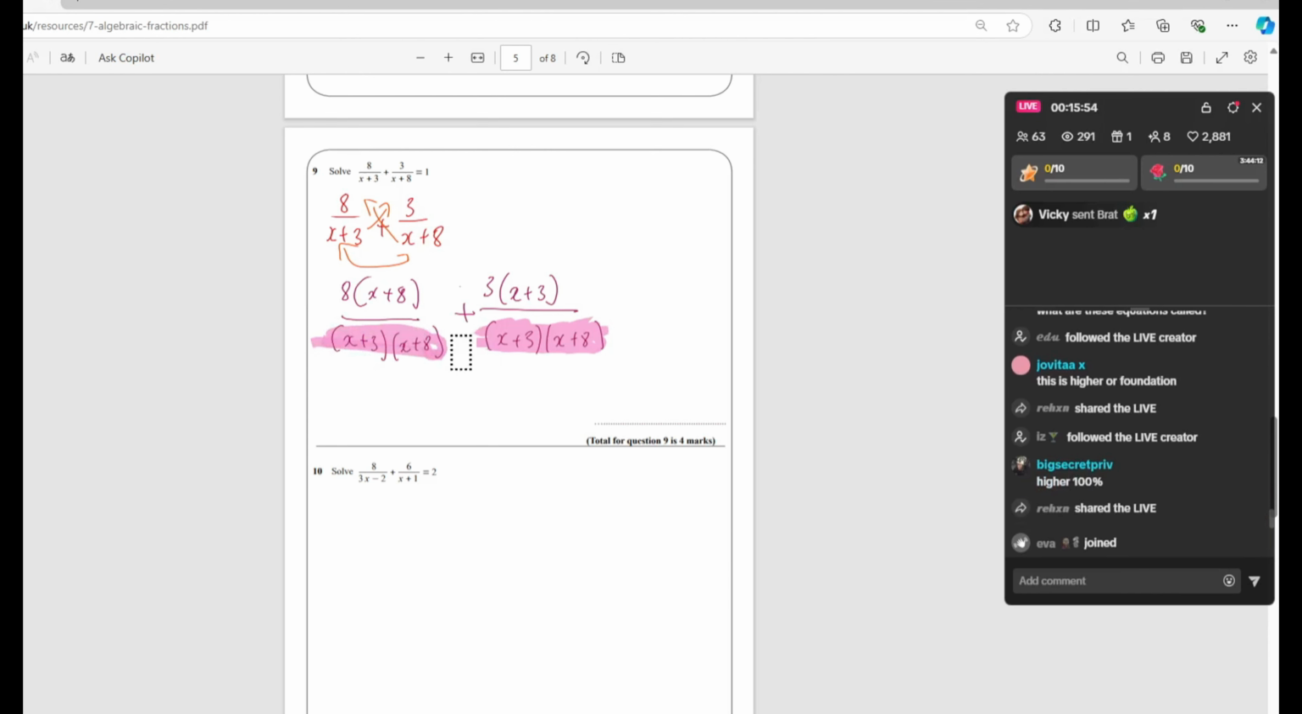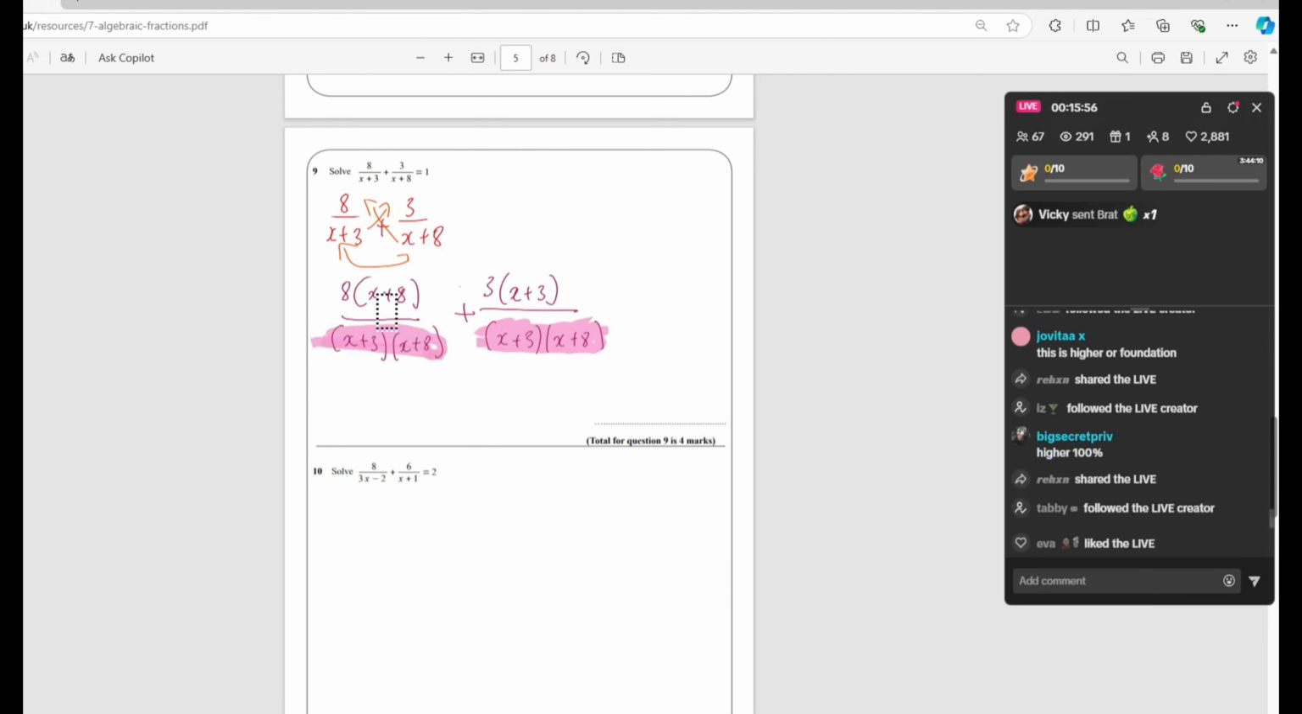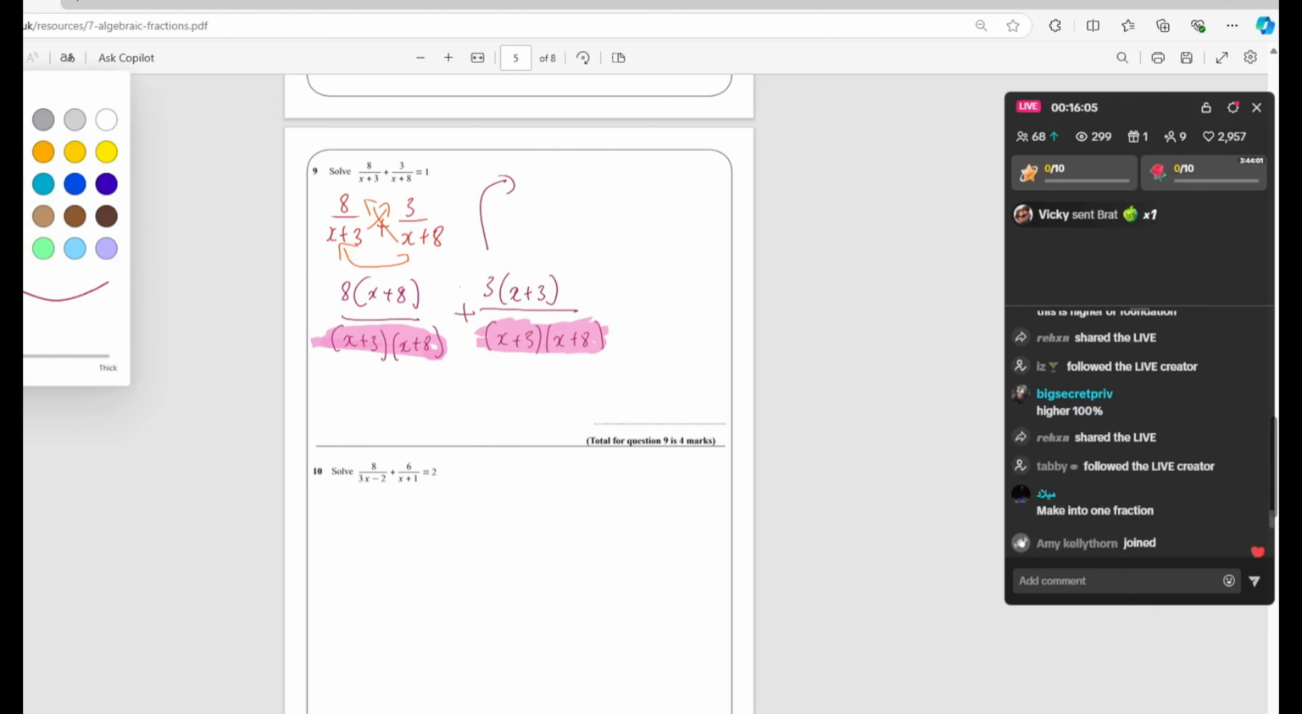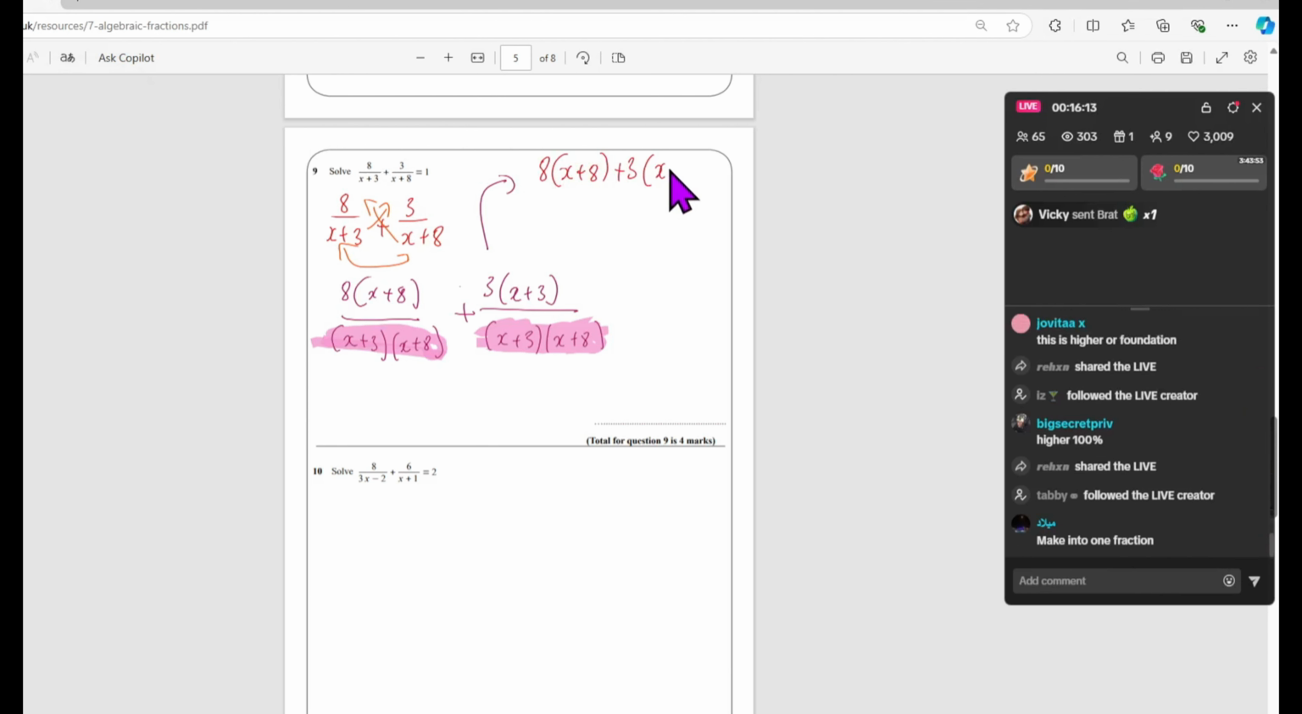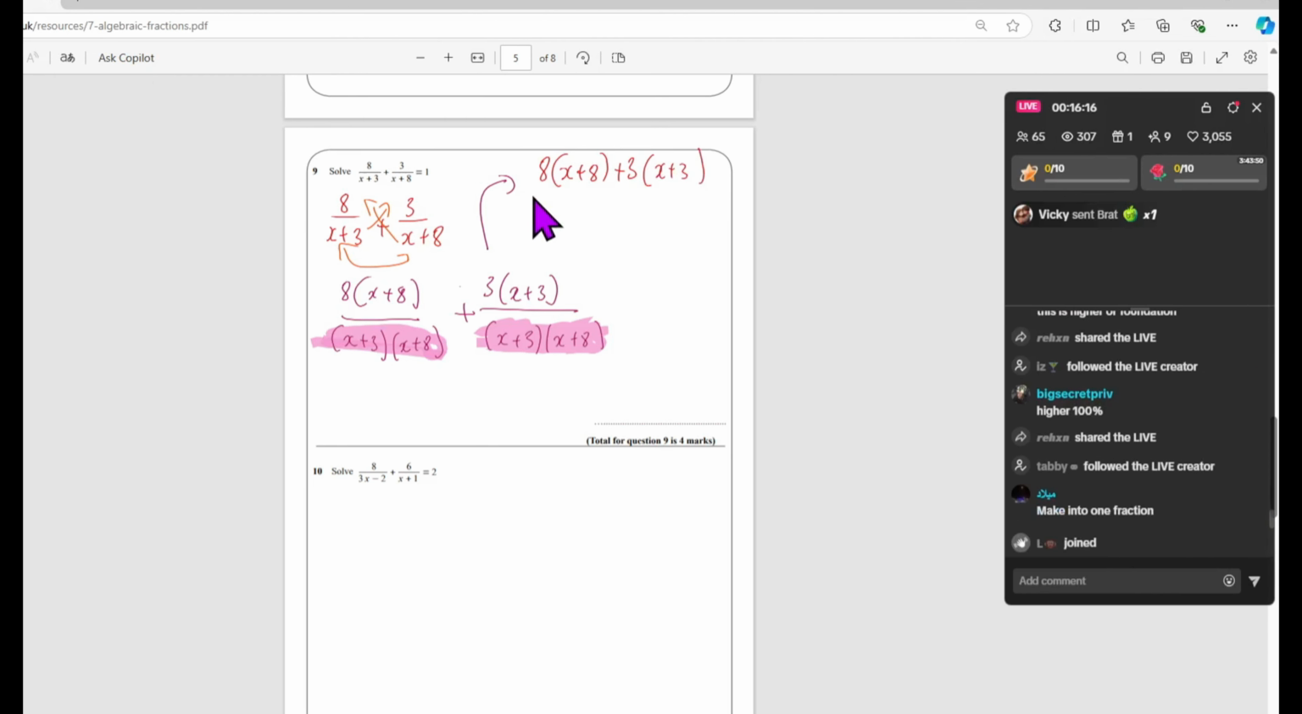Okay. Now, once we've done that, we're going to put this into one single fraction. We can put it as 8 times x plus 8, plus 3 times x plus 3, all over x plus 3 and then x plus 8. You put it as one fraction, okay? And once you have done that, make sure it's equal to 1. Don't forget it's equal to 1.